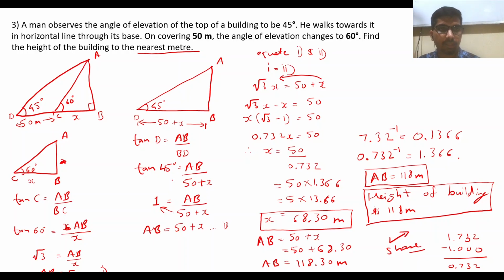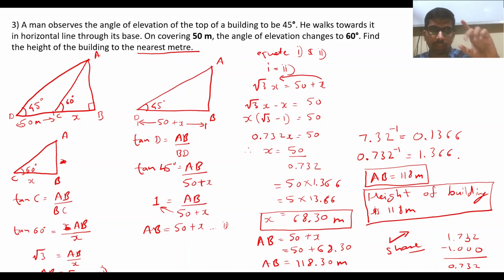So I'll repeat. There's a man standing at point C. There's a man standing at point D. He walks 50 meters towards the building. You have to find the height of the building. Initially, the angle of elevation is 45 degrees. He's walking towards the building, so it will become 60 degrees. When you're walking towards the building, it will increase.